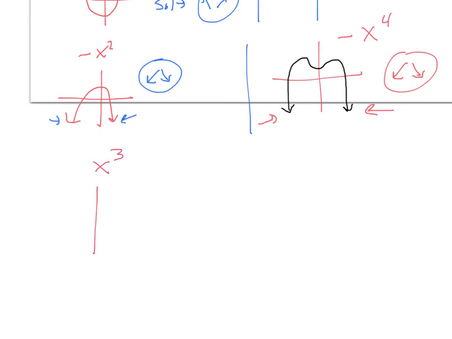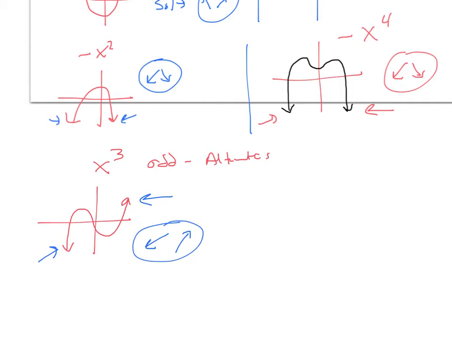So x cubed, the general shape of x cubed is this. And notice when it's odd, it alternates. Okay? And so when we have a cubic function, what you're going to look at is these two tails. We can identify the end behavior as down to the left and up to the right. So that's our end behavior.